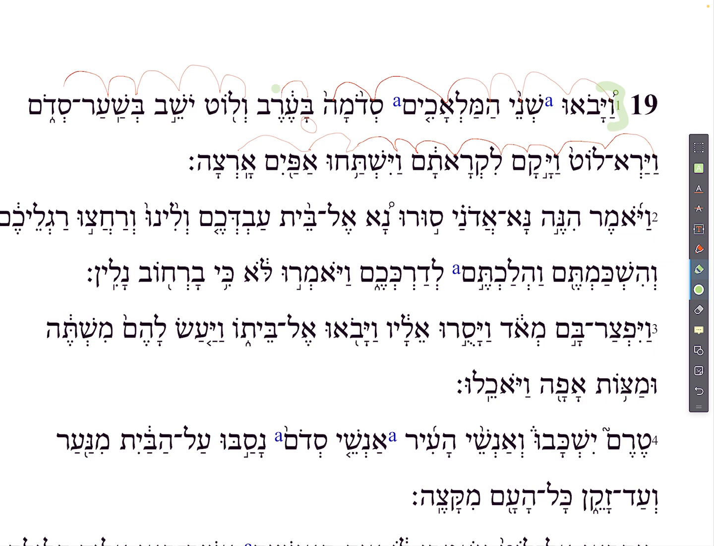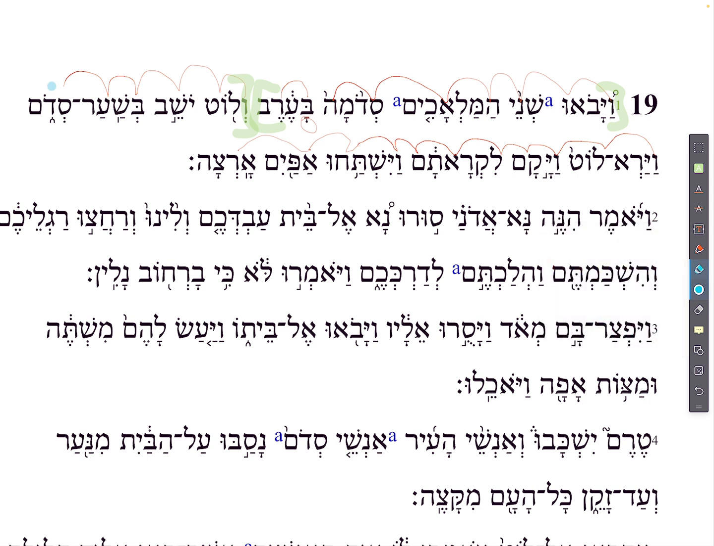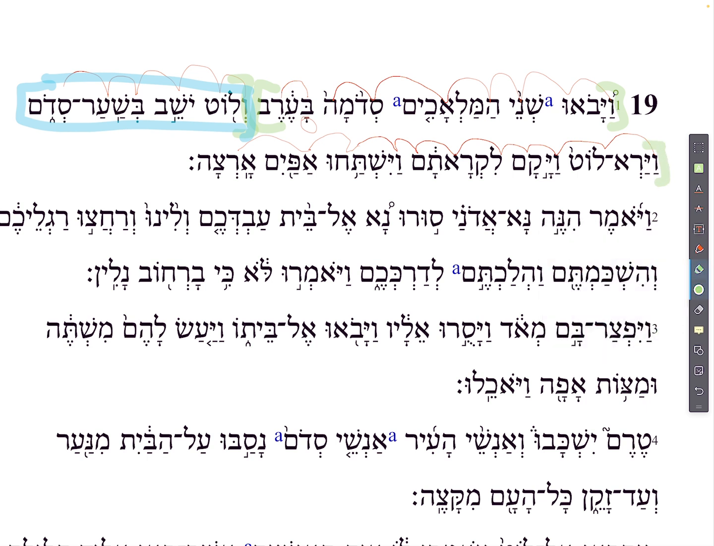You see that in the second clause, the narrative chain is being interrupted. There we have a nominal clause, and Lot sitting in the gate. So this would trigger background information: by the way, Lot was sitting in the gate of Sodom. And after that background information has been provided, we are resuming our narrative, and Lot saw, and he rose.